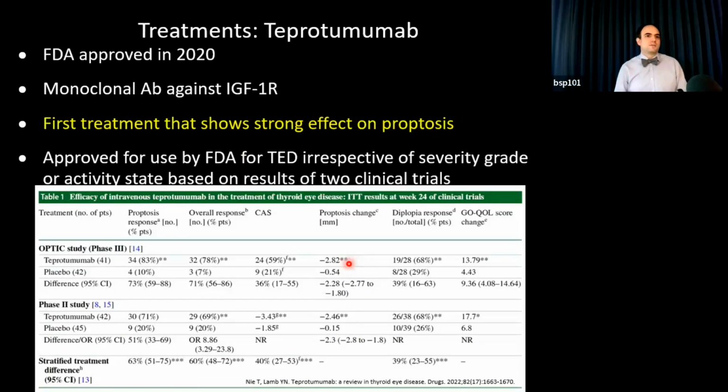So the new kid on the block that they've been advertising very heavily is Teprotumumab. It was approved in 2020. There was a hiatus in production because of the pandemic. And it's the first available treatment that really has a well-demonstrated effect on proptosis. It was approved by the FDA for TED, regardless of severity, regardless of activity state, based on 2 clinical trials where a total of roughly 140-something patients received the drug versus a similar amount on placebo. So the FDA gave a very broad indication based on rather small trials, although this is an uncommon disease, so it's hard to make a very big trial.